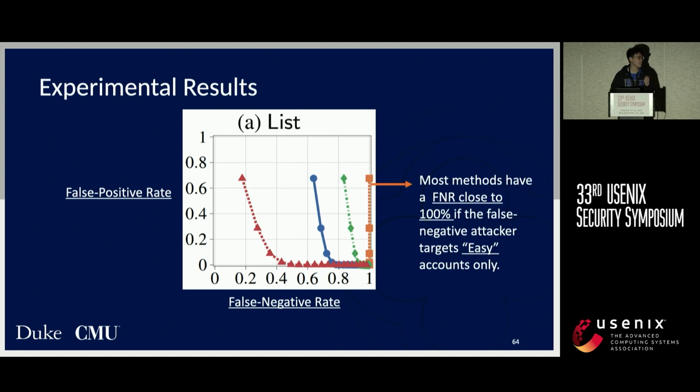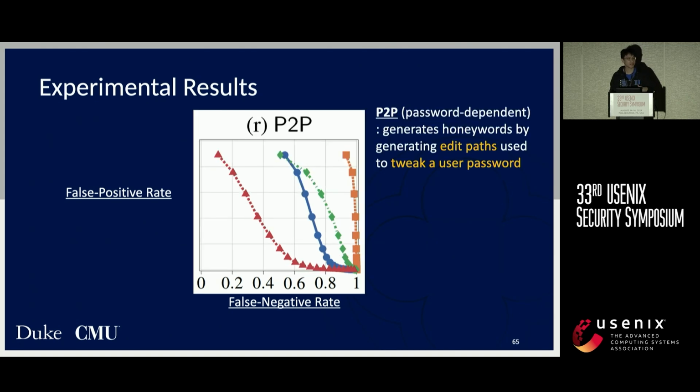From this figure, we can see that this method has a false negative rate close to 100% if the false negative attacker targets the easy users only. And here is another evaluation, for another Honeyword generation algorithm, P2P, which is a password-dependent method. It generates Honeywords by utilizing a deep neural network to generate edit paths used to tweak the user password.